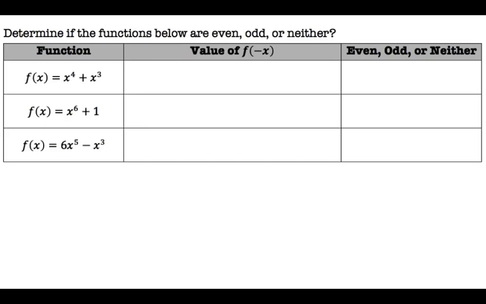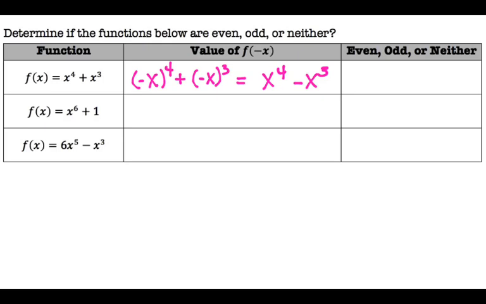Alright, so determine if the functions below are even, odd, or neither. So I have x to the fourth plus x to the third. I'm going to replace the x's with negative x. If I plug in a negative x, the negative x to the fourth becomes x to the fourth, because a negative times a negative times a negative times a negative is back to a positive. Remember, for every two negatives you get a positive.